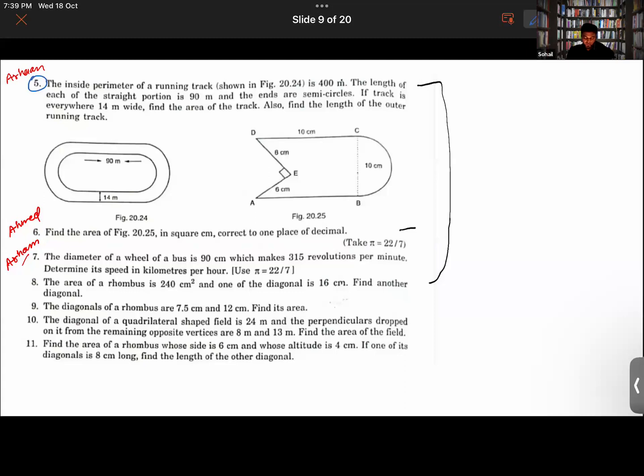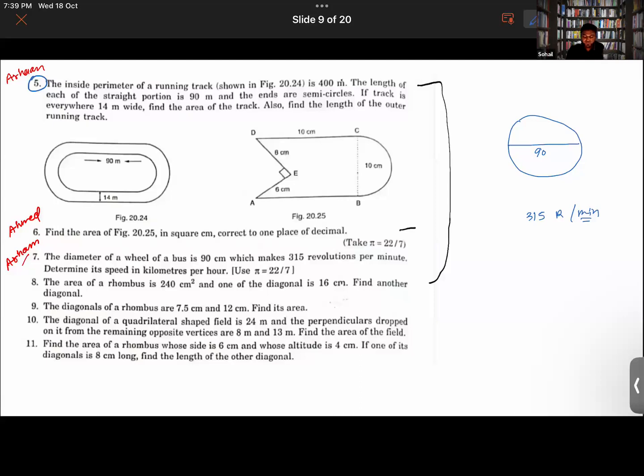So you know what the basic thing is here in question number 7. The diameter of the wheel of the bus is given. This is our wheel, sir, and the diameter is 90 centimeter, and it is making 315 revolutions in a minute. Determine its speed in kilometers per hour.